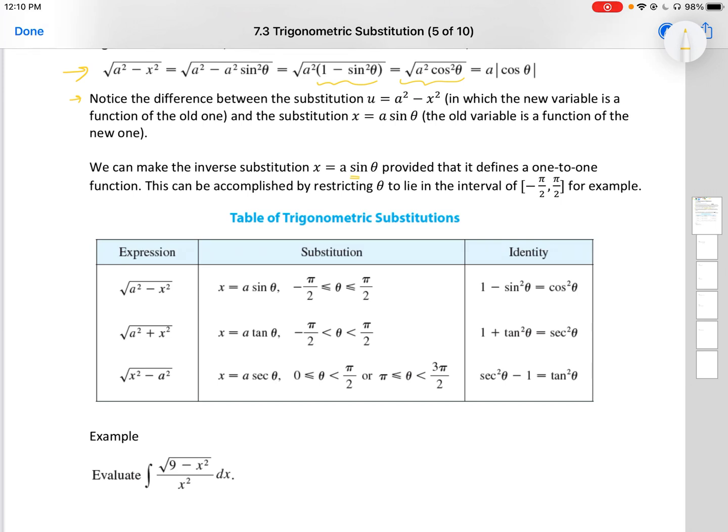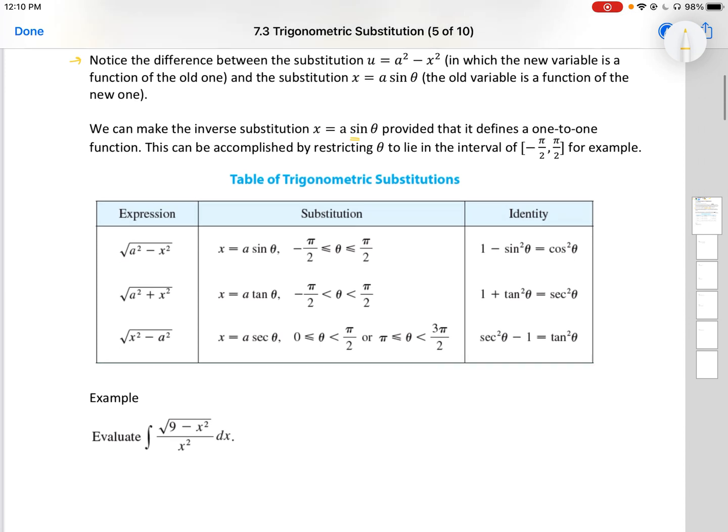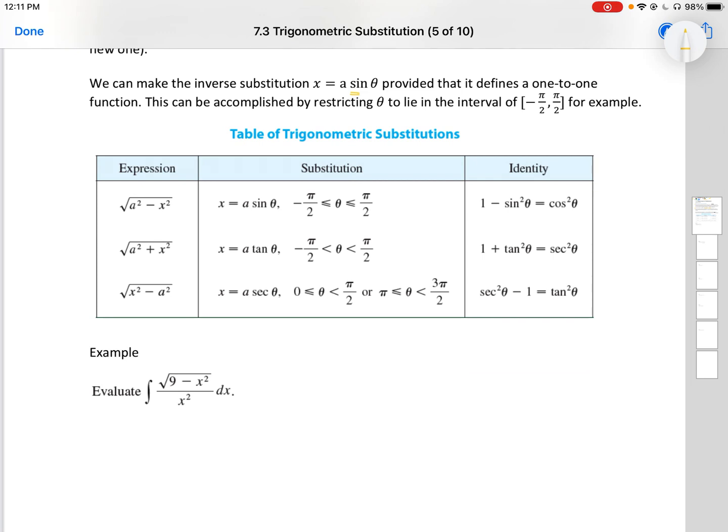All right, the remainder of this section is working with examples and learning how we can work with different types of situations using trig substitution. This is our chart that we're going to use for trig substitution. These are the only functions that we have to work with.